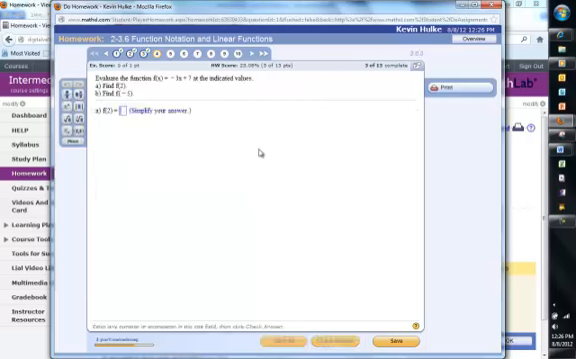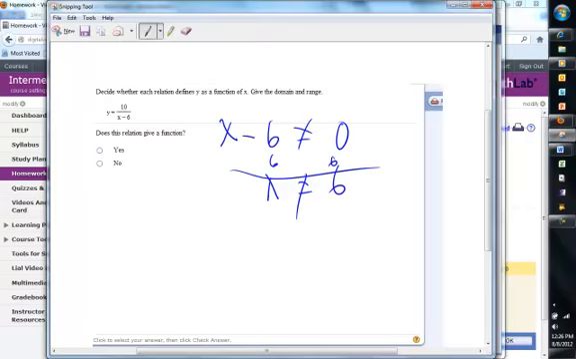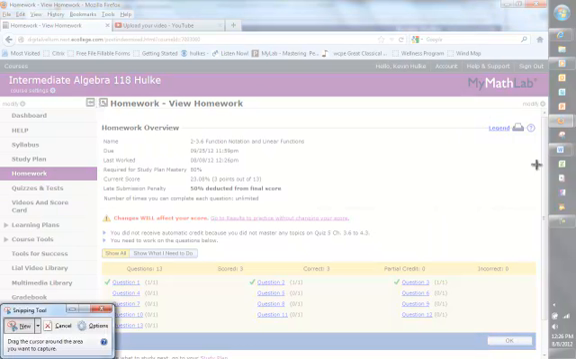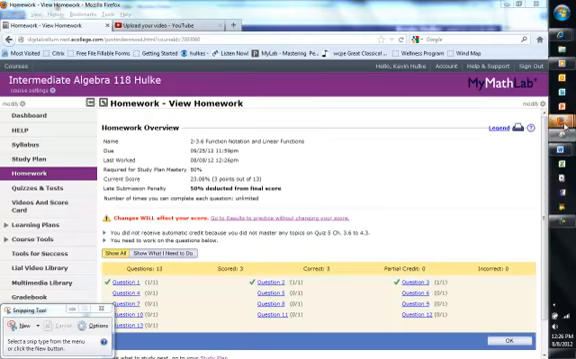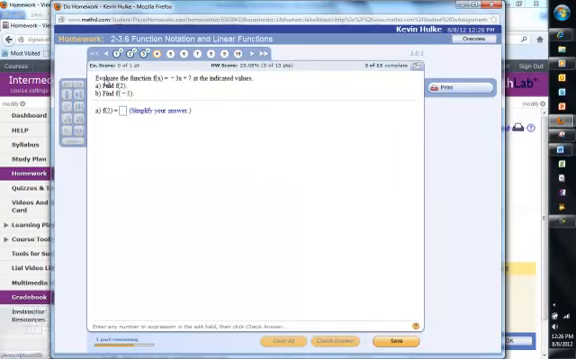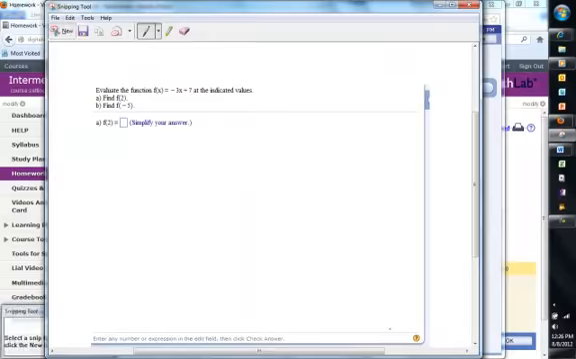Number 4. Evaluate the function f of x equals -3x plus 7 at the indicated values. All right, let's try it again.